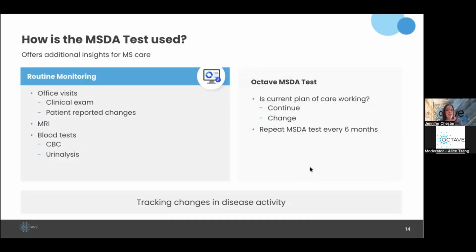But now we can add in an Octave MSDA test. So this is going to look at the current plan of care and help the clinician decide if this is working or changes need to be made. And just like your MRI is repeated on a regular basis, your clinical exams are done on a regular basis, so would the MSDA test be done. And this is going to track changes in disease activity over time.